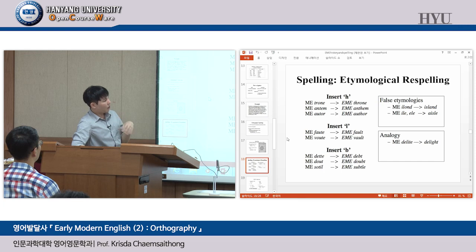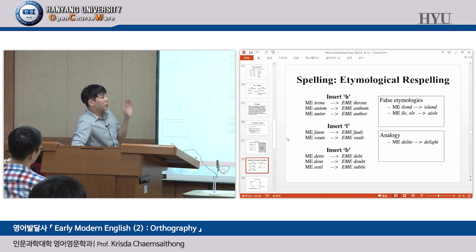However, the story is different with the B form, right? The last one here. When we borrow from French, there's no B. Det, doubt, subtle, right? There's no B. However, in the Latin source, there's the B in spelling. Debitus, like that, in Latin, D-E-B-I-T-U-S. Doubt, dubitare, D-U-B-I-T-A-R-E, like that, dubitare, to question, to doubt. So people put the B back in, right? However, in pronunciation, it's hard to say it.